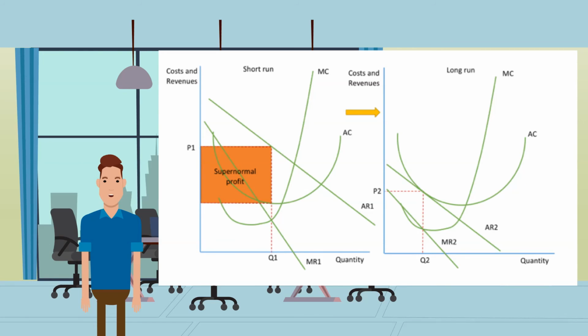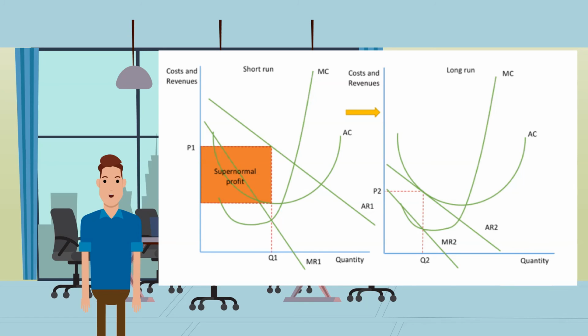However, in the long run, new firms will enter the industry as they know that supernormal profits are being earned. This will cause demand for the individual firm to decrease, and therefore the AR and MR curves will shift to the left. The firm will produce where MC equals MR2 at P2 Q2. At this point, AC equals AR2, and so the firm is making normal profits. If the firm was making a loss, firms would leave the industry, and thus demand for the individual firm would increase as they had less competition. This would lead to normal profits in the long run.